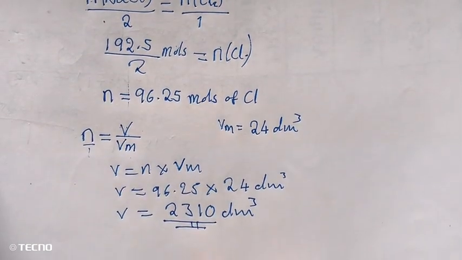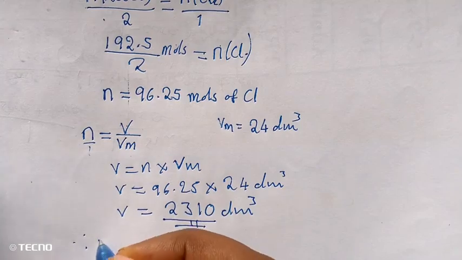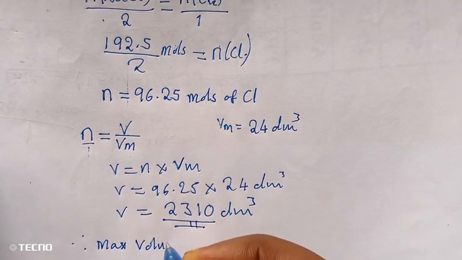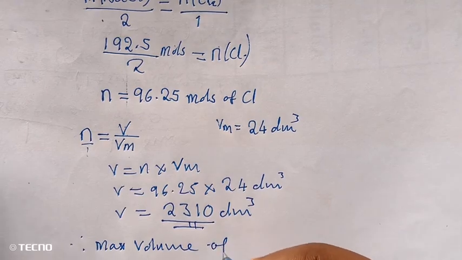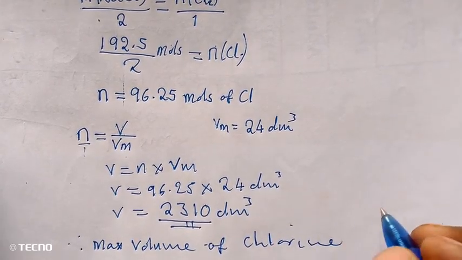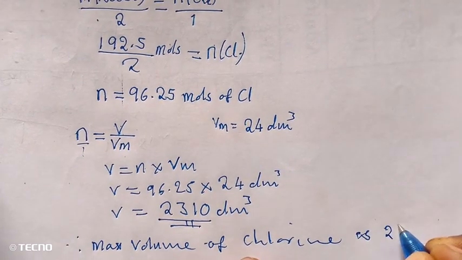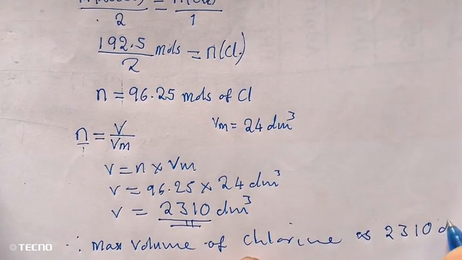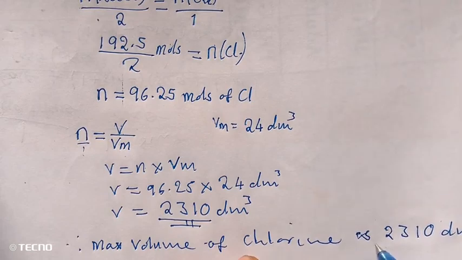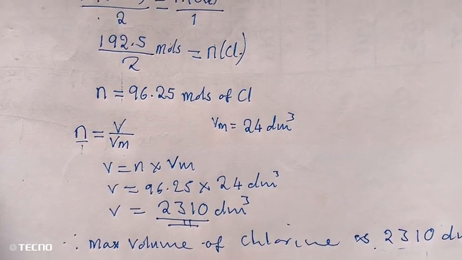So we can say therefore the maximum volume of chlorine is 2310 decimeter cube at RTP, at room temperature and pressure. So this is the final answer. This is the final answer.